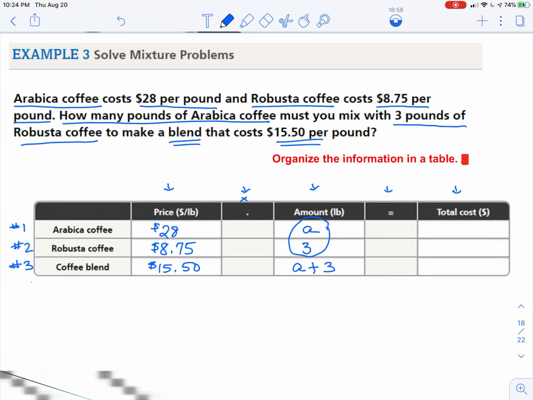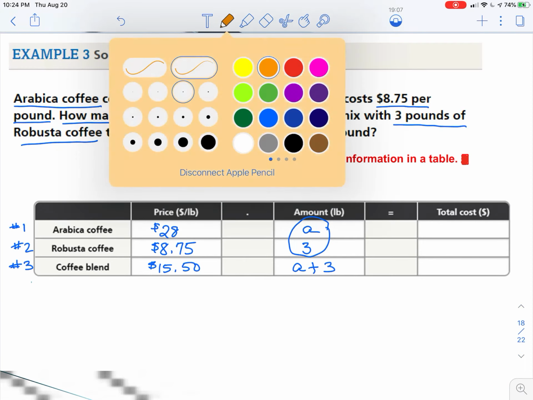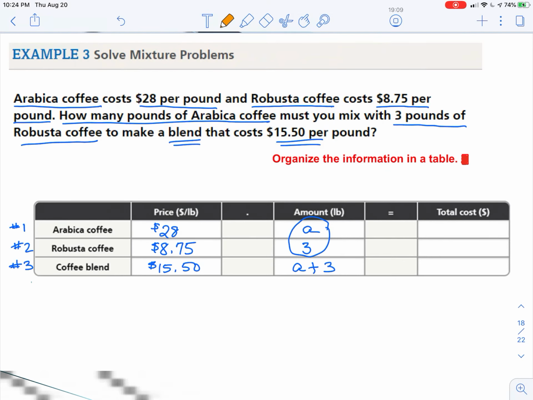So now let's see what we need to do. I'm going to erase these little arrows here and get rid of all that. I'm going to put it in a different color over here. So now let's do our multiplication across here. $28 times A, the total cost of the Arabica coffee, equals 28A.